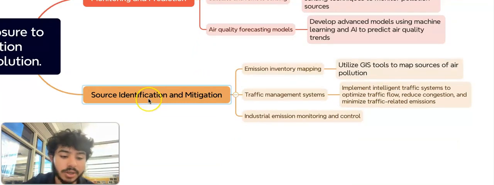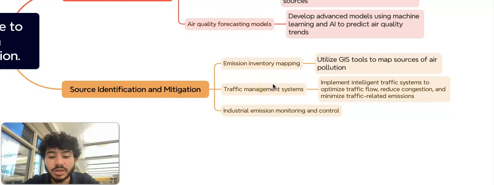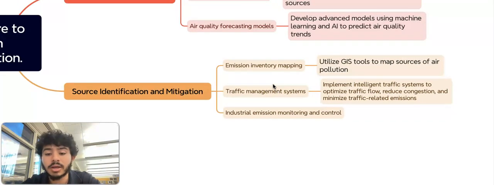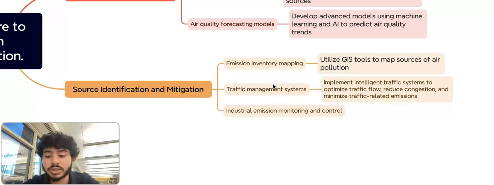This topic right here is source identification and mitigation. First, emission inventory mapping, utilizing GIS tools to map sources of air pollution. Traffic management systems as well, implementing intelligent traffic systems to optimize traffic flow, reduce congestion, and minimize traffic-related emissions. Because within India, there is almost no traffic regulation. There's barely any stop signs, red lights, traffic lights, anything like that. And lastly, industrial emission monitoring and control.